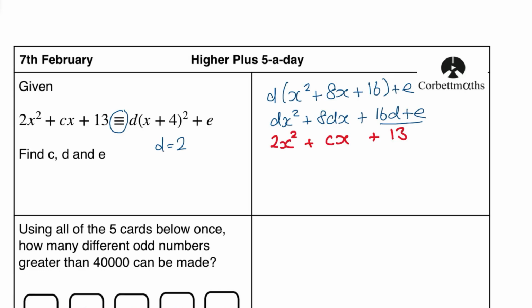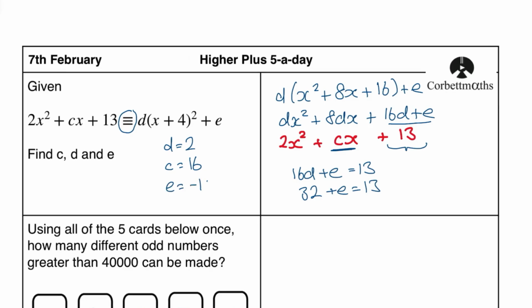It must also be the case that c is 8 times d, so I'm looking at the x term here. So c is 8 times d. I know d is 2, so therefore c is going to be equal to 16. So far, so good. Then the slightly difficult one is this one over here. So I know 16 times d plus e is equal to 13. I know 16 times d is 32 because d is 2, plus e is equal to 13, so e is going to be a negative number. I need to take away 19, so in other words, e is going to be equal to minus 19. And that's the first question done.